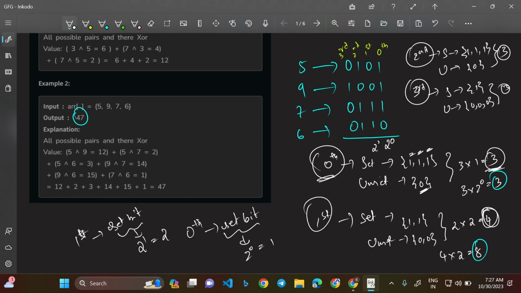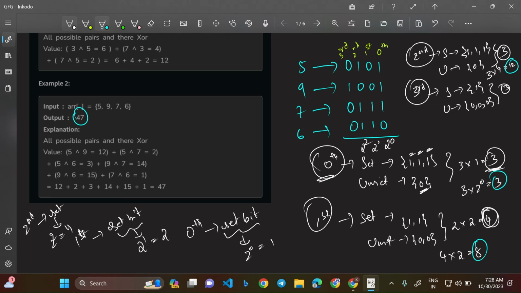Now come to the second column. Second column is 2 square. That means I have a set bit at second column. So what do you mean by that? 2 power 2, that is equal to 4. So how many pairs are there? 3 pairs, and from each pair I'm going to get 4. So what's the result from the second column? That is 3 into 4, that is equal to 12. Let me highlight this again.